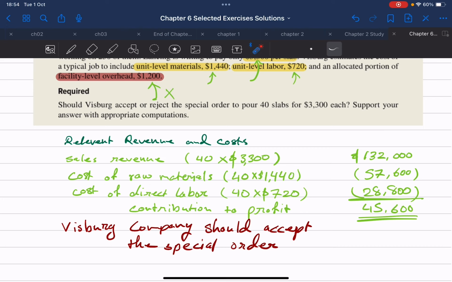All right? But your job as an accountant, run the numbers, see whether it's going to give you a positive or a negative contribution to the profit. And if it's positive, then you should advise or recommend that the company accepts that special order.